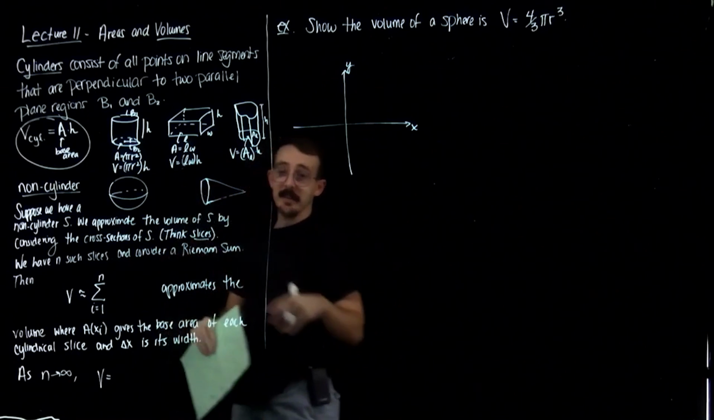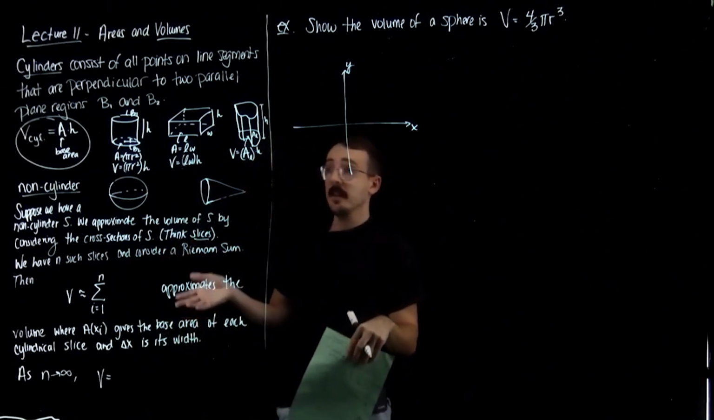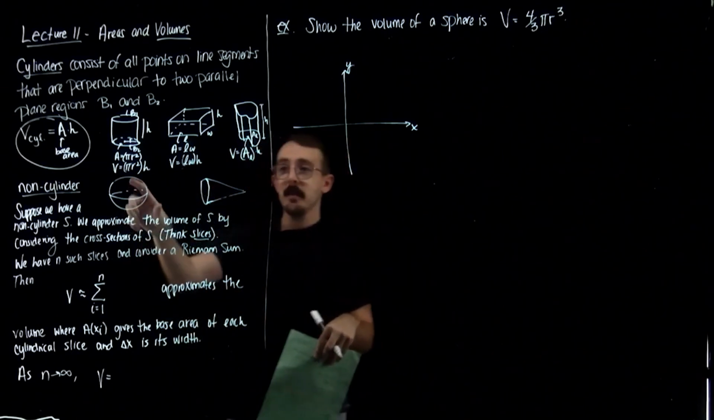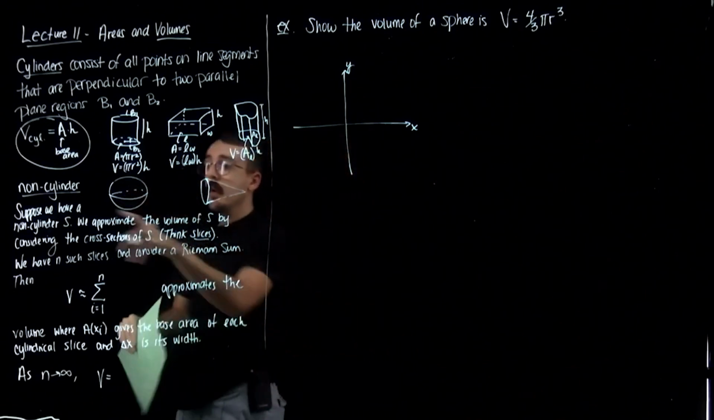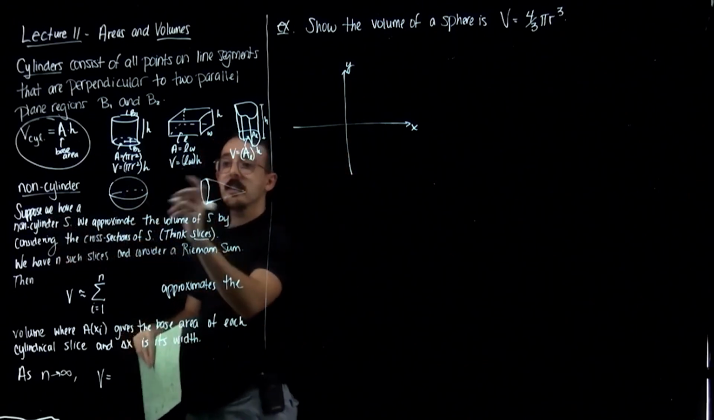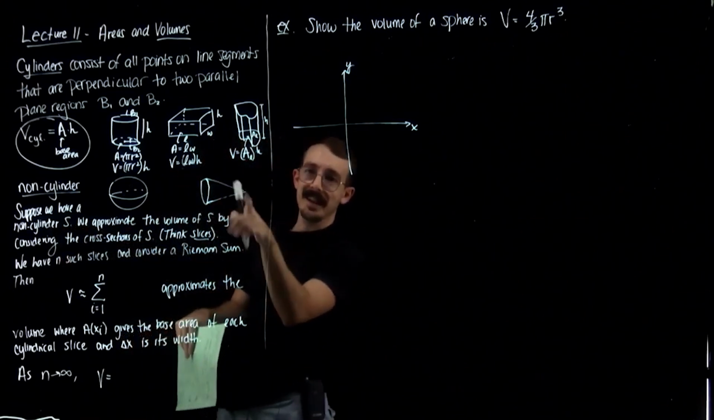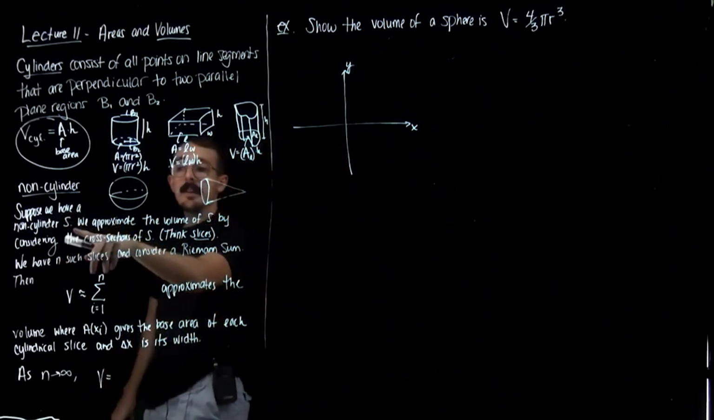What about non-cylinders, though? We're mostly going to be dealing with non-cylinders. Here's an example: here's a sphere, or some kind of ball. This is also a cone, by the way. It's just laying down. So suppose you have some non-cylinder.